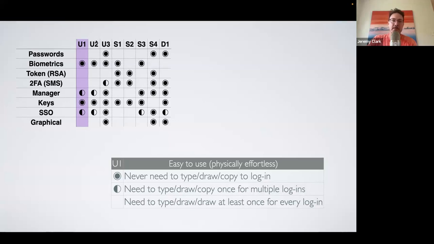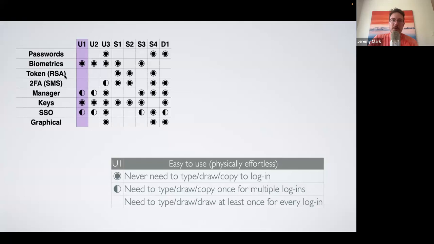Okay. So for example, for U1, we said, is it easy to use? And so a full dot would be like you never have to type anything. Okay. So biometric, you never have to type it. So we give it a full dot. Cryptographic key, it's also a file that's sitting on your computer. So you don't have to do anything in order to use it. So these are the two that get the full dot. Okay. A password, you have to type it in. If you have 100 passwords for 100 sites, you have to type it in 100 times. Okay. So that's the worst. So we're going to give it no dot.